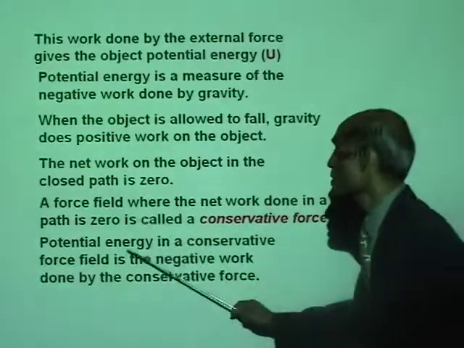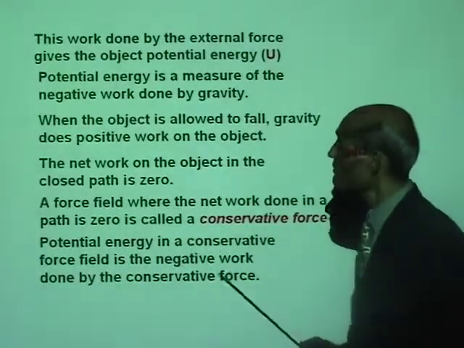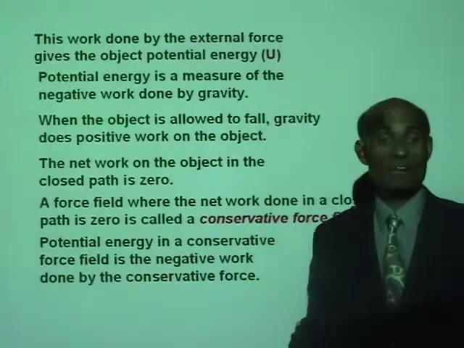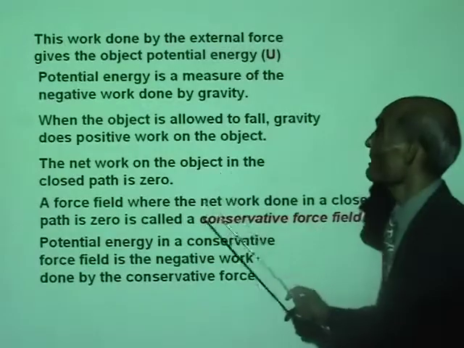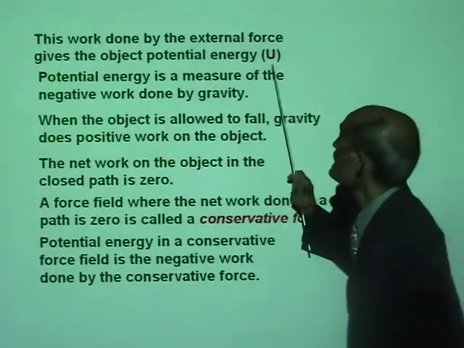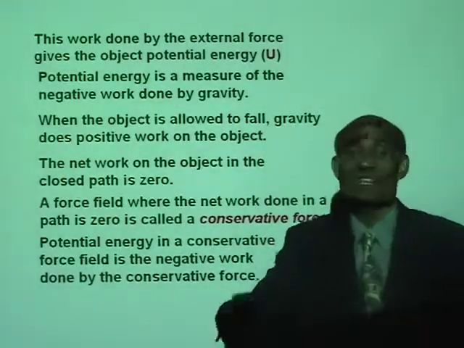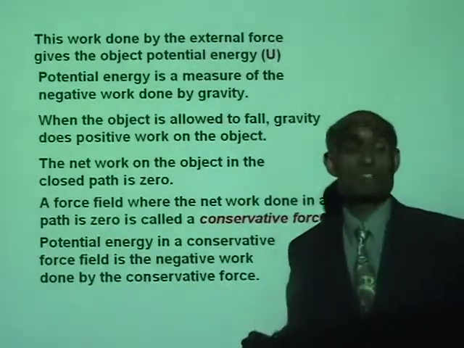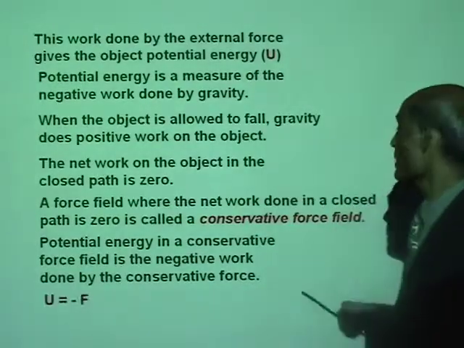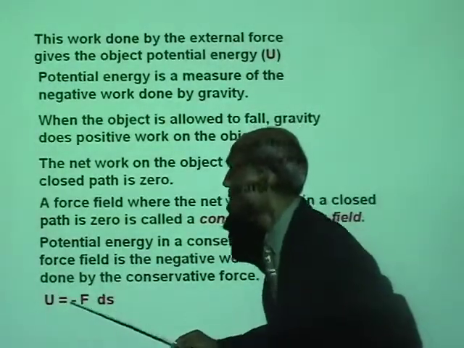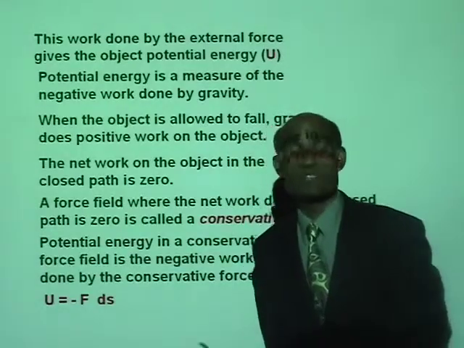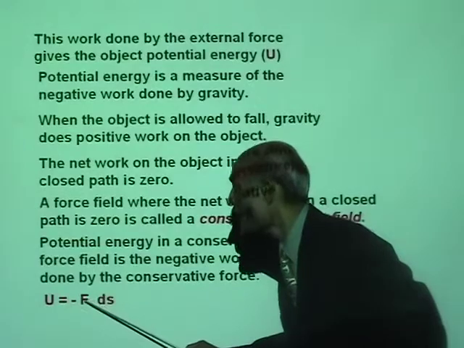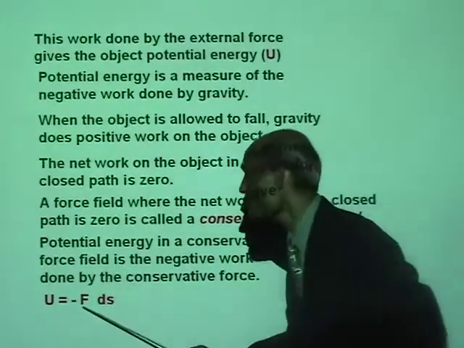Now, potential energy in a conservative field, therefore, will be defined as, do you remember how we define gravitational potential energy? The gravitational potential energy is the negative of the work done by gravity. If U is the potential energy, it's a measure of the negative of the work done by gravity. So, potential energy in a conservative field is the negative of the work done by that force, or F ds.